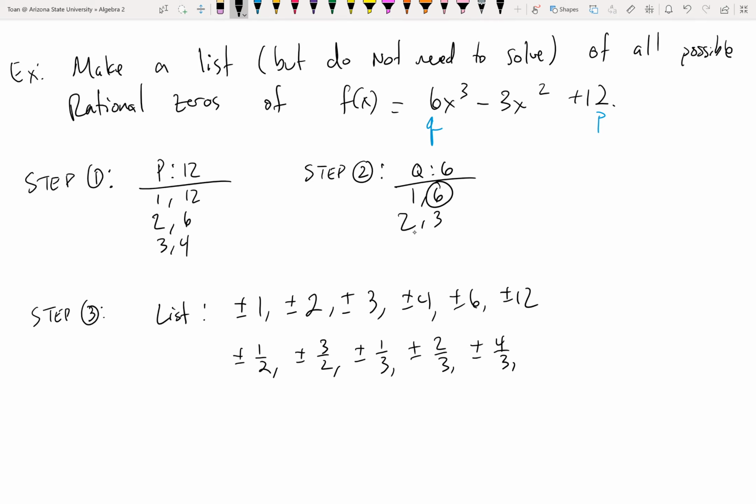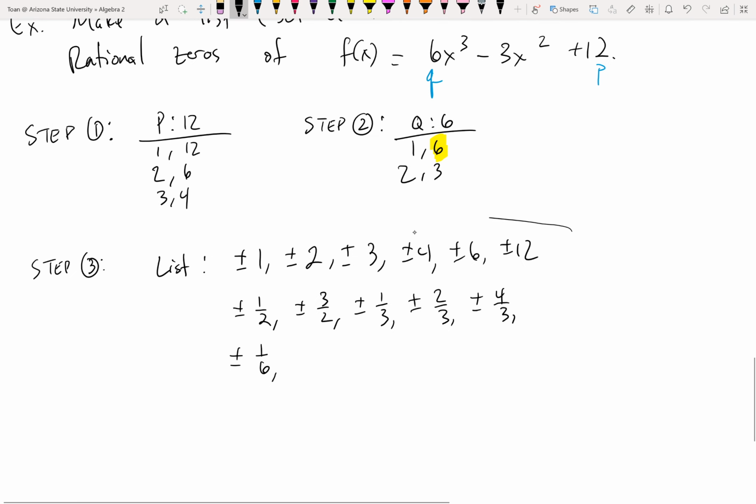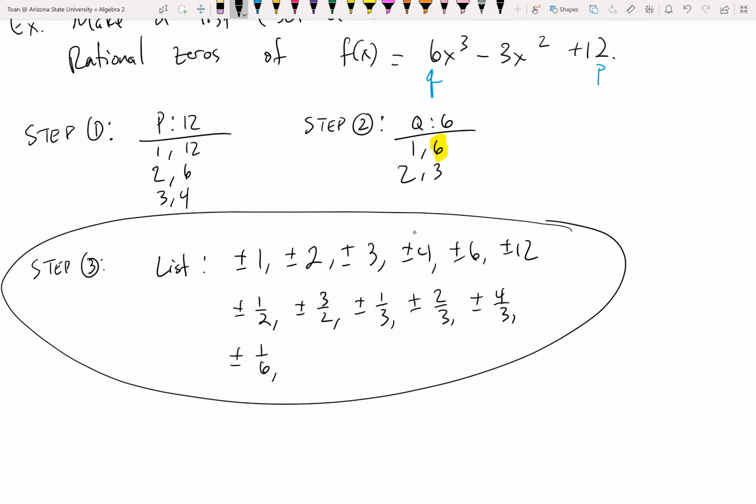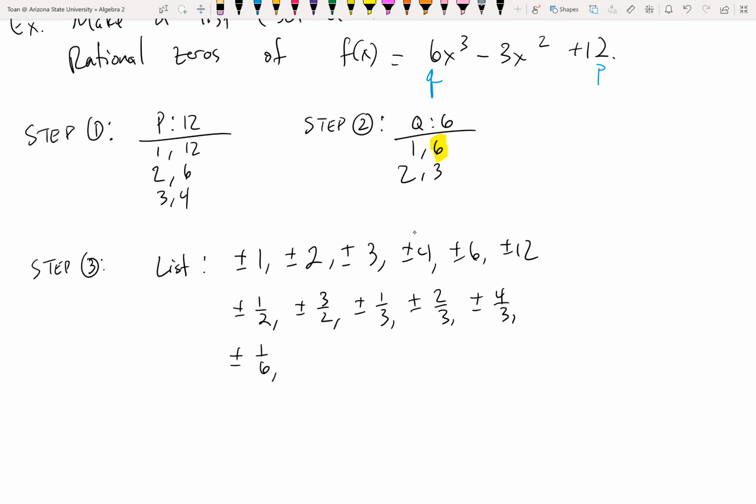Last but not least, divide everything by 6. So start from the beginning. 1 divided by 6, you can't reduce, so go ahead and write it down. 2 divided by 6, you can reduce, so I'm going to skip it. 3 divided by 6, I'm going to skip. 4 divided by 6, 6 divided by 6, 12 divided by 6. All of those can reduce, so I'm going to skip it. This is the entire list of possible rational zeros.